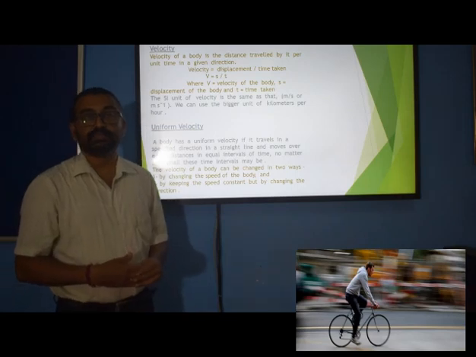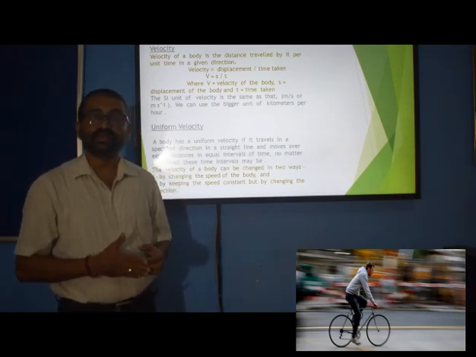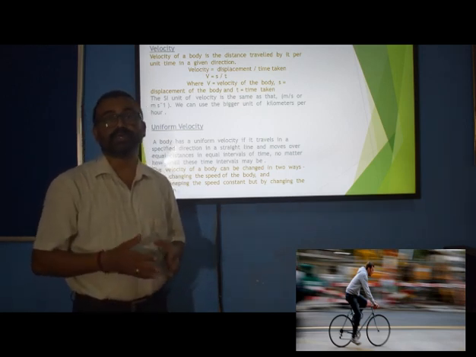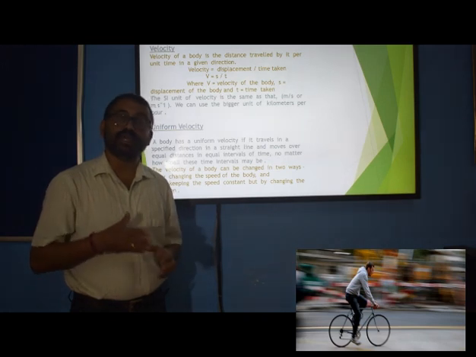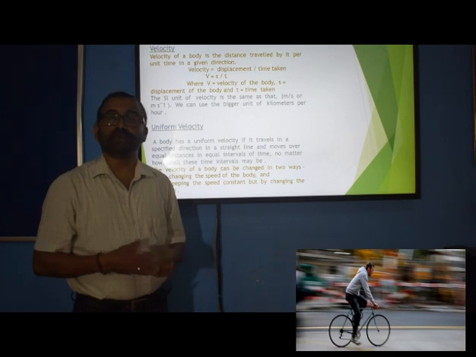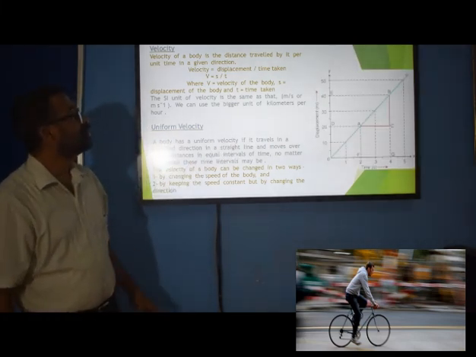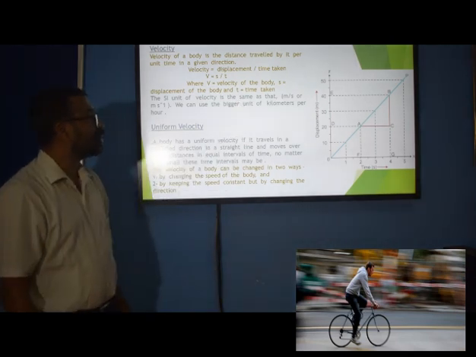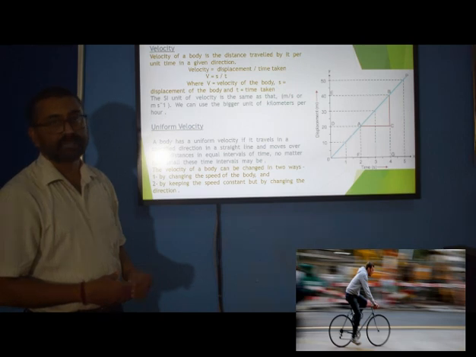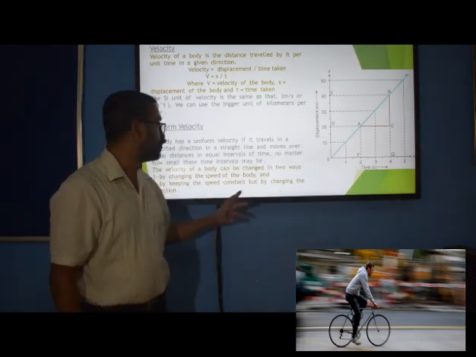So dear children, velocity is attached with two things. One is its magnitude, that is speed itself. Second is in which direction the body is moving. So either we can change the speed or we can change the direction. In these two ways we can change the velocity. See this graph. It is increasing at a constant rate. Displacement is increasing at a constant rate. So this is an example of uniform velocity.